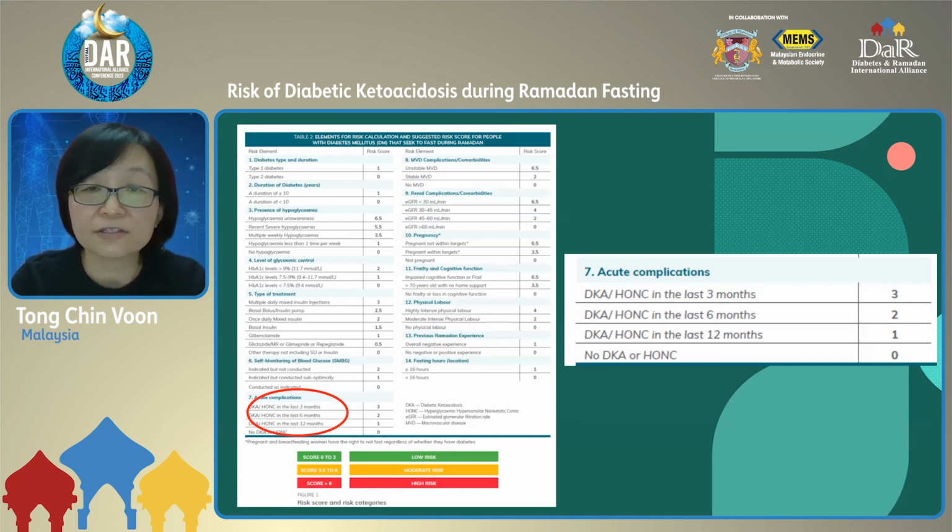I just want to flash you this table that looks at the risk stratification for Ramadan fasting. And in section 7, it looks at acute complications. So if the patient had either a DKA or HHS, in this chart labeled as HONC, they have a higher risk of fasting during Ramadan. So if the diabetes emergency was in the last 3 months, they score higher points.